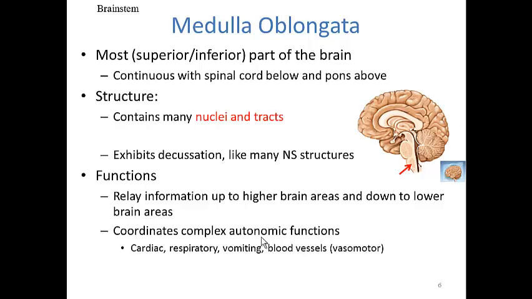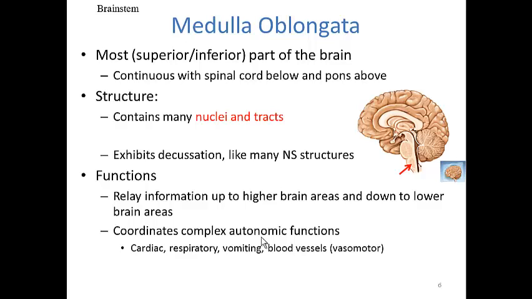For functions of the medulla oblongata, the functions relate directly to the fact that the medulla oblongata contains nuclei and tracts. The tracts of the medulla oblongata are relaying information up to higher brain areas and down lower to places like the spinal cord. On my slide here it says down lower to lower brain areas, but that's not correct because there is no part of the brain that's below the medulla oblongata.